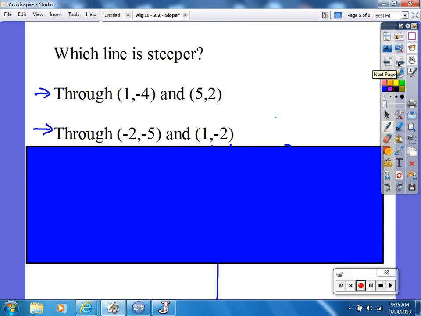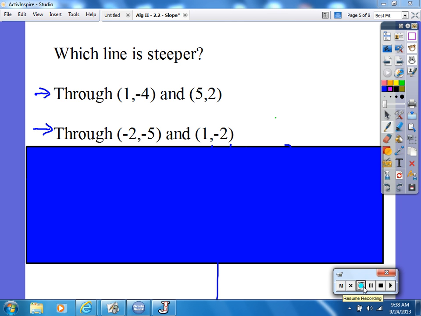So, got a little problem that's actually going to help us practice that. We need to figure out which line is steeper. So what do I need to figure out first before I say it's this one or this one? What do you think I need to find first? Good. Go ahead and find the slope of line 1 and the slope of line 2.